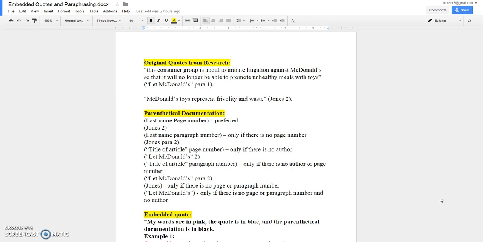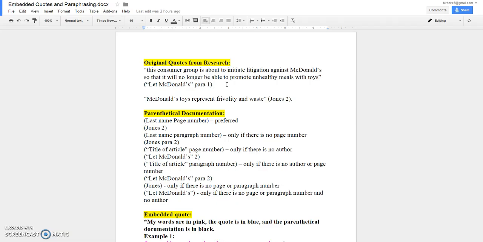So let's talk about parenthetical documentation, embedding quotes, and paraphrasing. When I'm doing my research, I might take notes, for example, like this, where I have a quote I found that I think I could use within my research. And what I do when I'm taking notes is I put that in quotation marks so I know it's a quote from my research, and then I put my parenthetical documentation directly after it. The reason I do that is so that I don't forget where I found it.